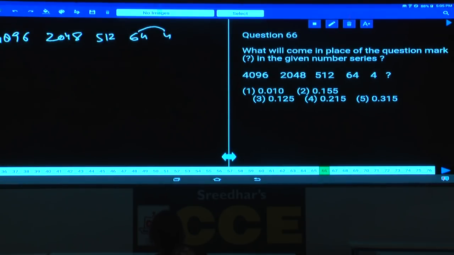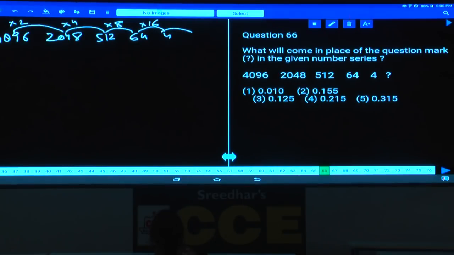And 4 and 64, 4 into 16 is 64, 64 into 8 is 512, and 512 into how much? 512 into 4 is 2048, and this is how much into 2? Into 2, into 4, into 8, into 16. And the next number must be what? Next number must be 32.